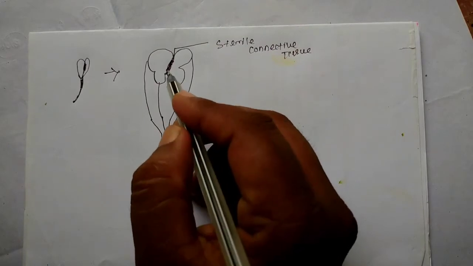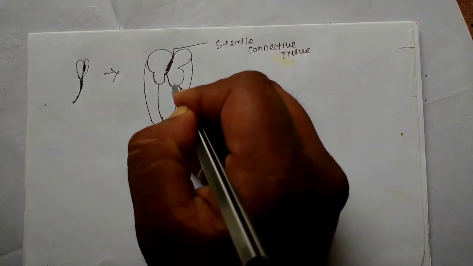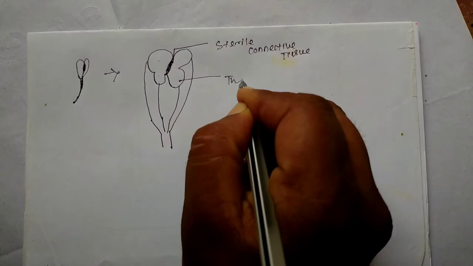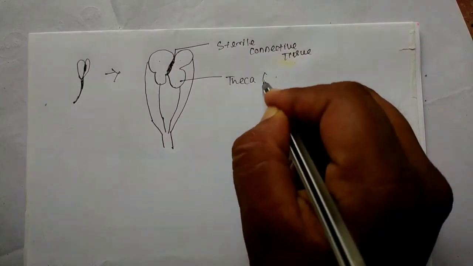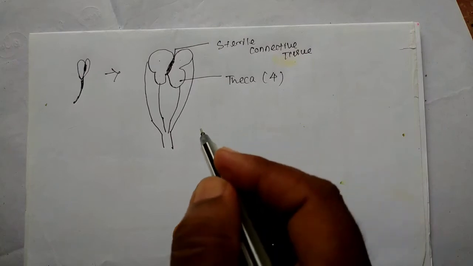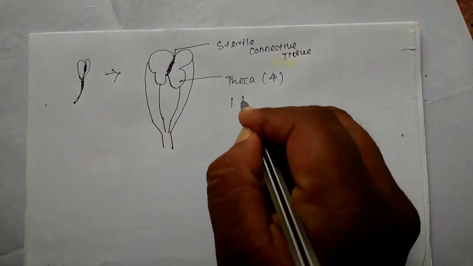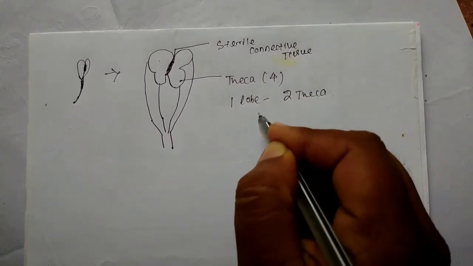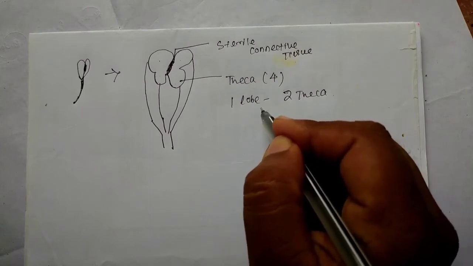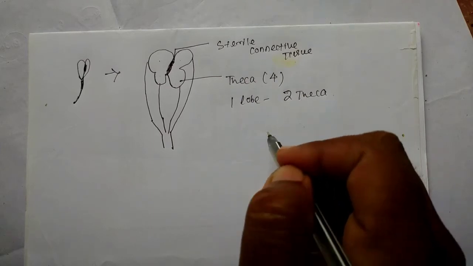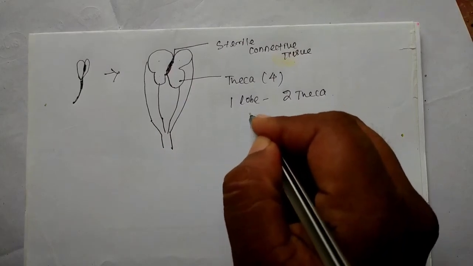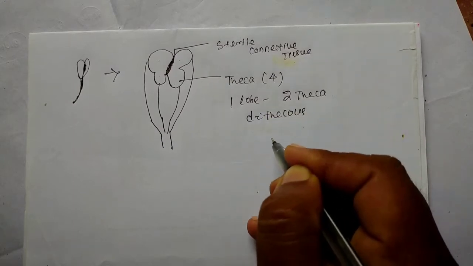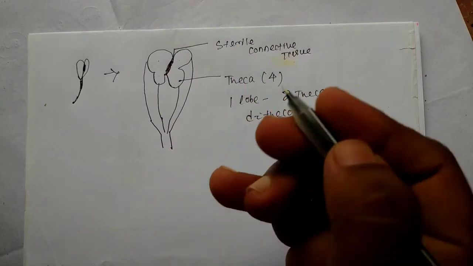You can see there are four groups in the anther: 1, 2, 3, 4. These groups are called theca. So in an anther there are four theca, and one lobe contains two theca. So it is called bilobed and dithecous. Here we get in conclusion that it is bilobed, dithecous.